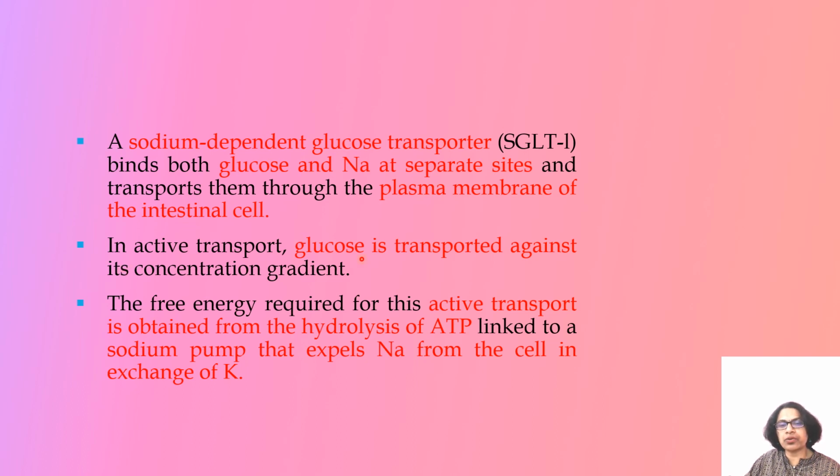In active transport, glucose is transported against its concentration gradient, unlike fluids, which follow principles like diffusion and osmosis. Here it is with the help of active transport. So how is it happening? Glucose is transported against its concentration gradient. The free energy required for this active transport is obtained from the hydrolysis of ATP.